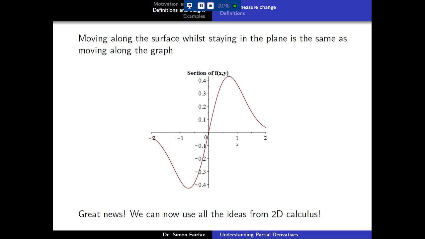And that's great news. Why is that great news, you might ask? Well, this now is a two-dimensional problem. We have a curve and we want to study how that curve changes. We can use all the ideas from 2D calculus to do that. What I mean by that is we can fix our x point. Y is already fixed, so we have our mesh point, and we can draw a tangent line in the plane on the surface, which is just the same as this graph, and we can measure the slope of the tangent line, get some idea of how the surface is changing in this particular direction.